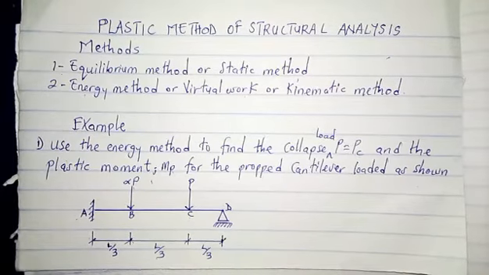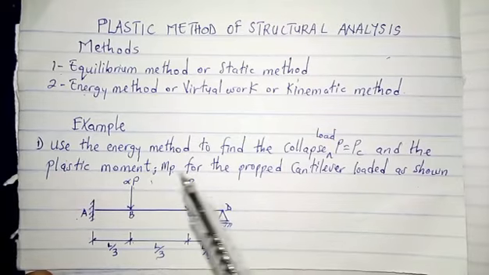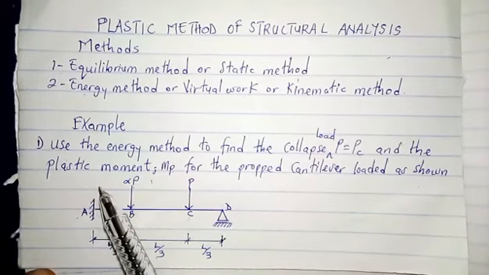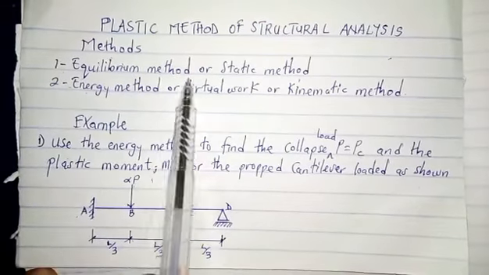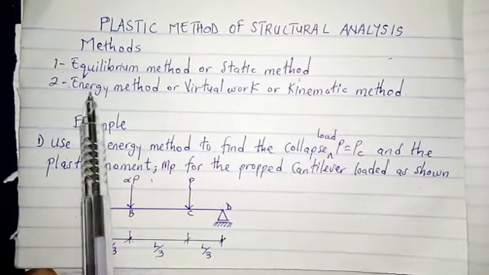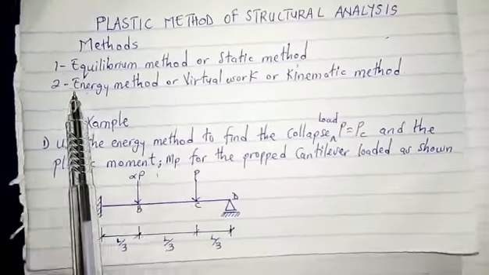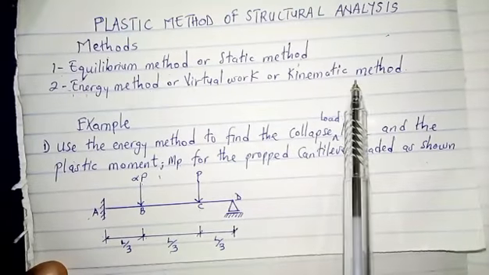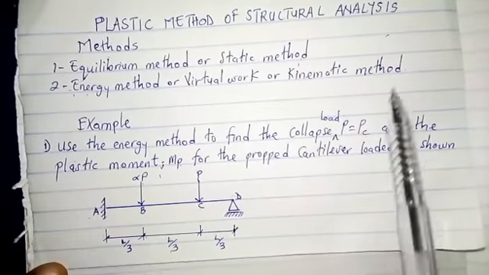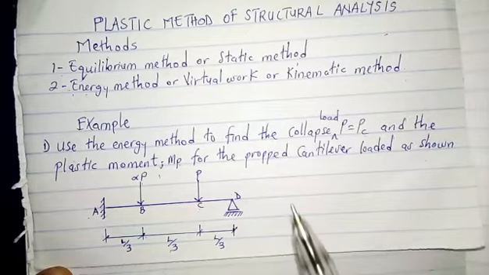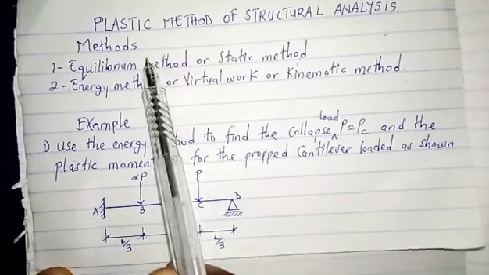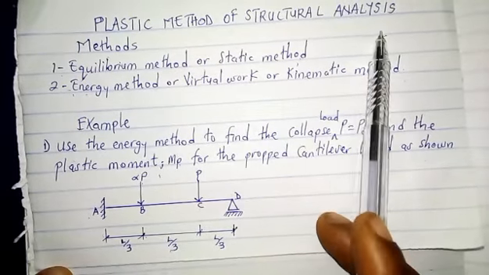Today we are going to talk about the plastic method of structural analysis. Generally, we have two methods, which are the equilibrium method or static method, and the energy method or virtual work or kinematic method. These are the two methods used in solving plastic methods of structural analysis.